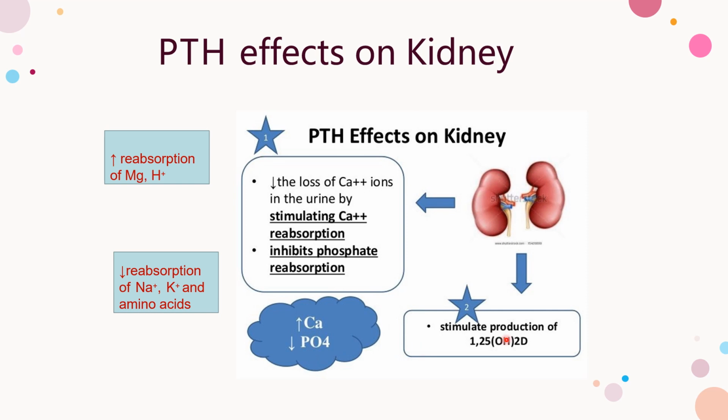And here it also stimulates the production of 1,25 hydroxycholecalciferol. This formation of vitamin D is stimulated by the parathyroid hormone, and it also helps in increased reabsorption of magnesium and hydrogen and decreased reabsorption of sodium, potassium and amino acids. So these are the primary effects of parathyroid hormone on the kidney.